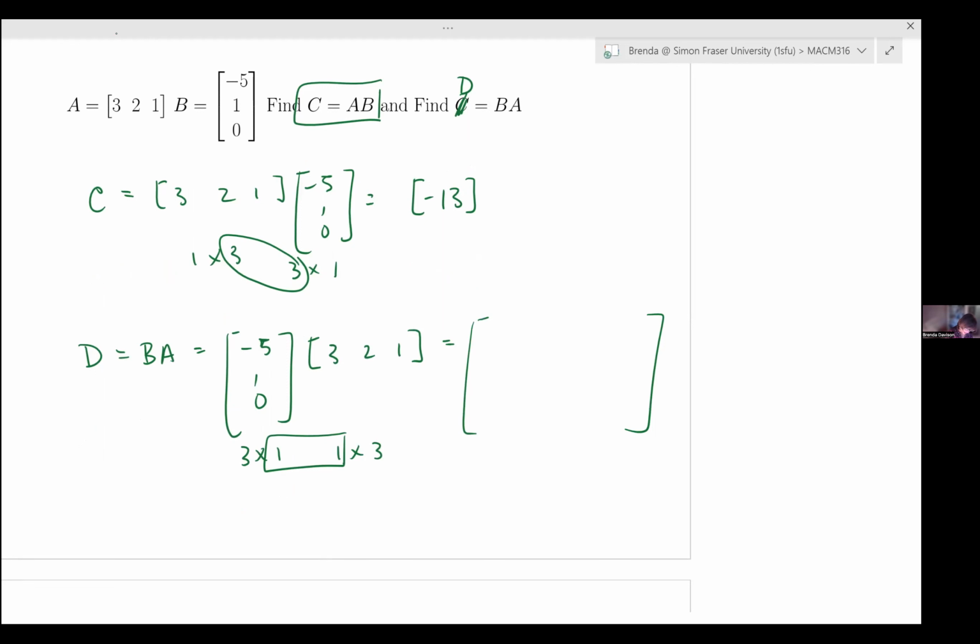And so what I'm taking is the first row into the first column, -15. First row into the second column, -10. First row into the third column, -5, etc. 3, 2, 1, and 0, 0, 0. You have to be able to multiply matrices. We're going to be doing this all of the time.